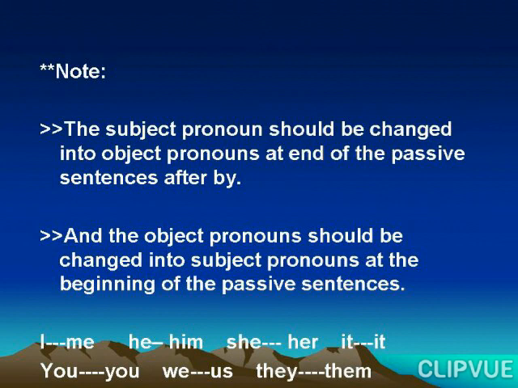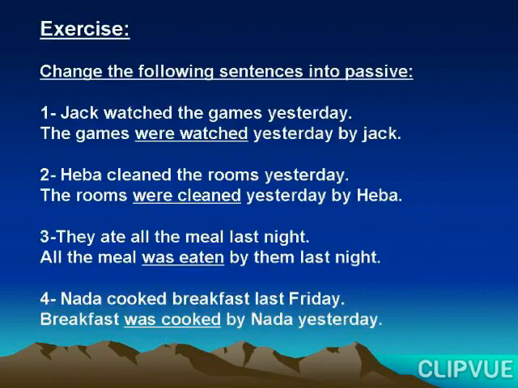And here we have a note that the subject pronoun should be changed into object pronoun at the end of the passive sentences after the word by. And the object pronoun should be changed into a subject pronoun at the beginning of the passive sentence. For example, I will be me, he, him, she, her, it, you, we, us, they, it will be them. So we have to change the subject pronoun into object pronoun.